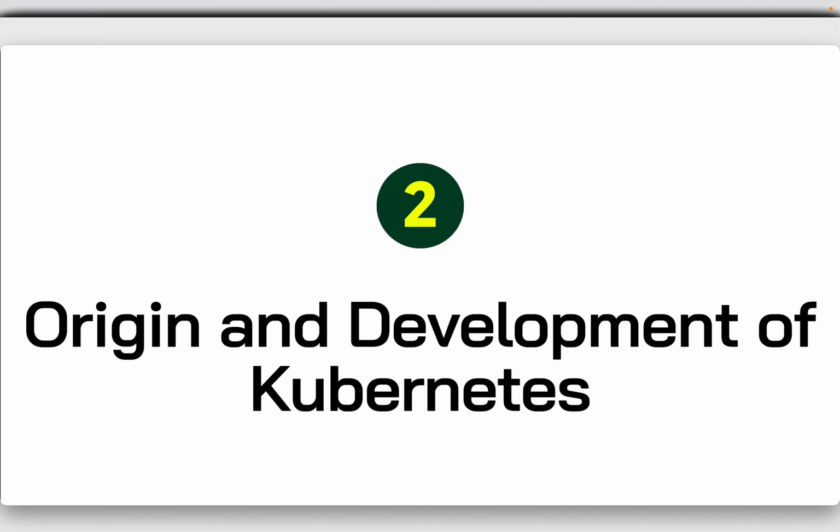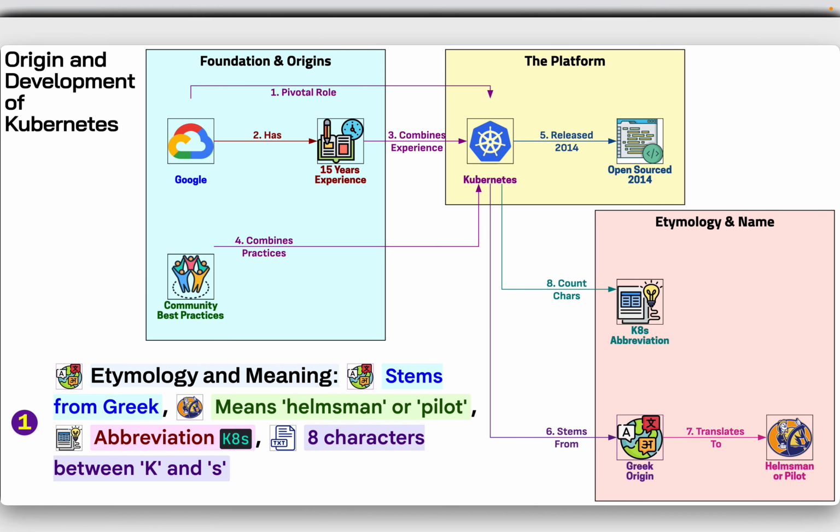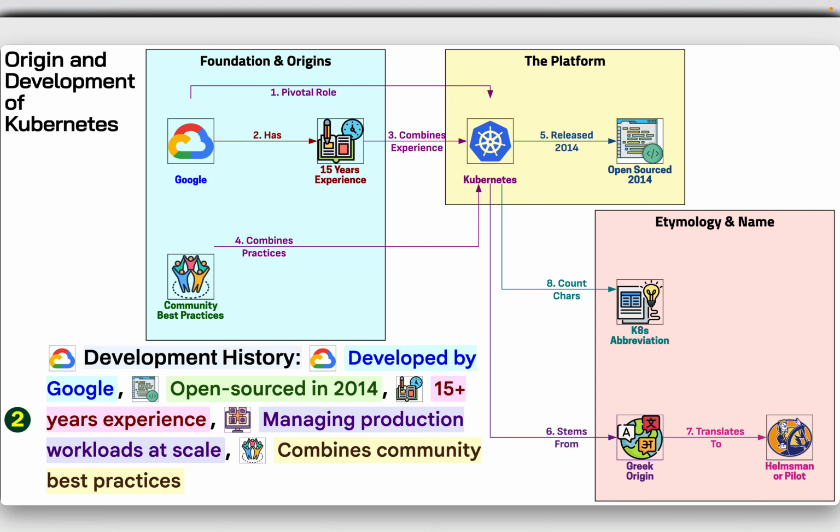Second topic is origin and development of Kubernetes. The term Kubernetes stems from Greek, translating to helmsman or a pilot. The abbreviation K8S comes from counting the 8 characters between K and S. So total we have 10 characters, and if you take the middle from between K to S, then it's total 8 characters. That's why K8S.